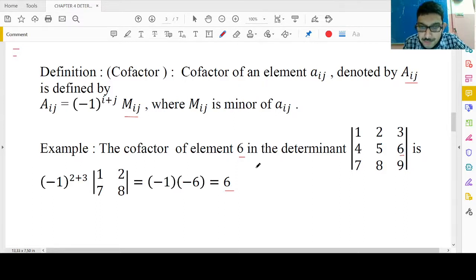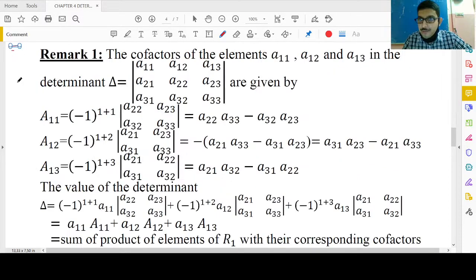So depending on the position, we have to multiply the minor with either plus 1 or minus 1 to get the cofactor. In the same example, we found the minor of 1, that is m11 equal to minus 3. It is 45 minus 48, so it is minus 3. Since it is m11, 1 plus 1 is even, so the cofactor is the same as the minor. So the cofactor is also minus 3, because it is in the first row, first column, so it needs to be multiplied with plus 1.